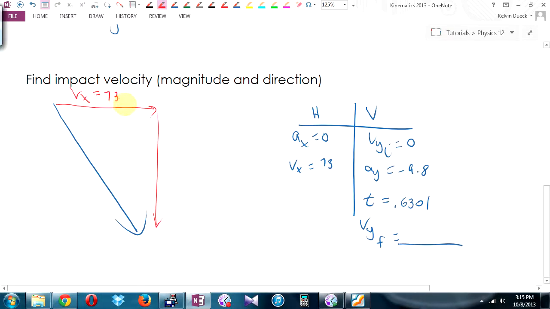The vertical is the one that's changing, that I've got to do some crunching. I want to find Vy at impact. In fact, I want to find Vy final. And I know time, acceleration, and V initial. I've got an equation that has V initial, time, A, and V final. Not only that, the V final is already by itself. Oh, Mr. Dueck, you'd think the universe planned it that way. You never know.